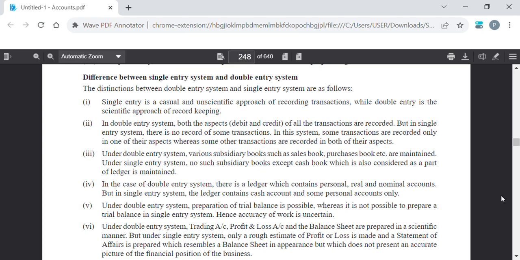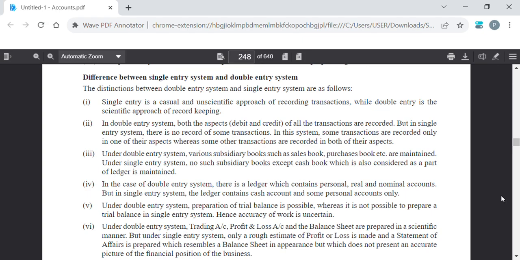Under double entry system, various subsidiary books such as sales book, purchase book, etc. are maintained. Under single entry system, no such subsidiary books are maintained, except what is also considered as a part of ledger. So, under double entry system, various subsidiary books are maintained, such as purchase book, sales book, and many other books. Ledger books, subsidiary books.